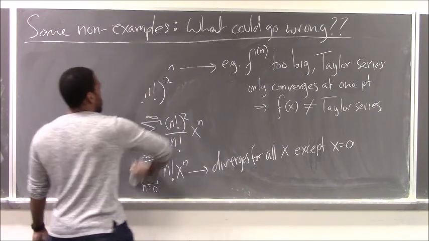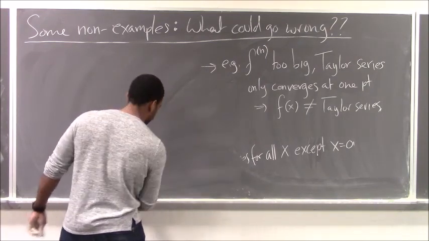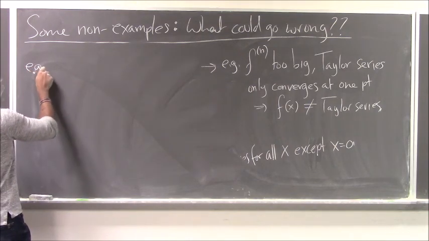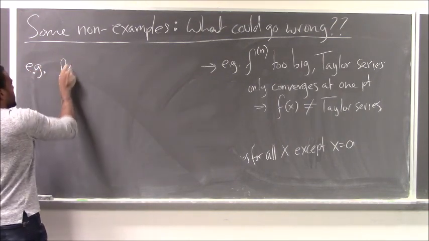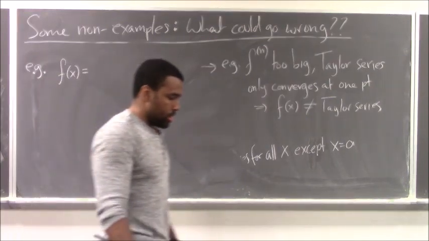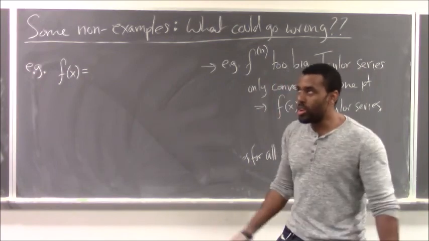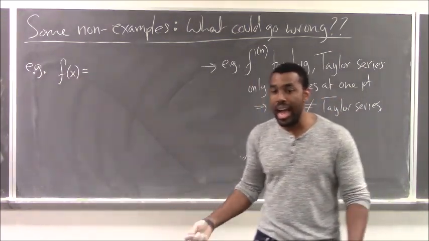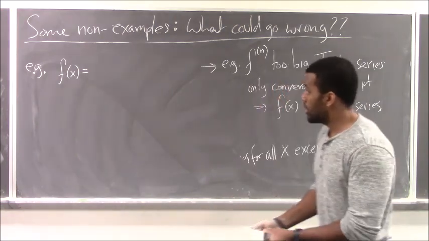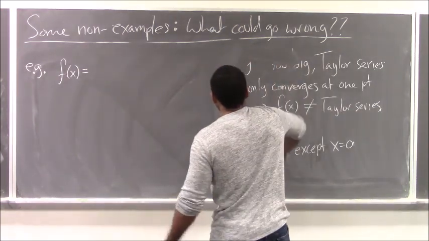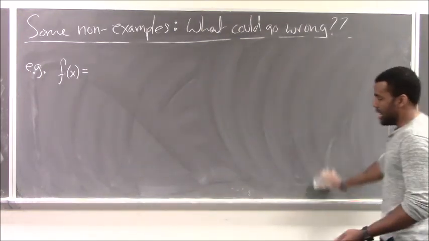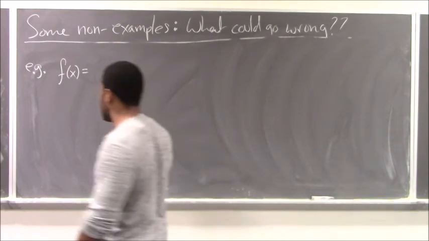Here's another example. Now this is a very famous example. This one answers the question, well, what if we can infinitely differentiate it and the derivatives don't get too big? Are we guaranteed to be able to find a Taylor series that actually represents the function, so that we can say the function is equal to its Taylor series? And the answer there is actually still no.